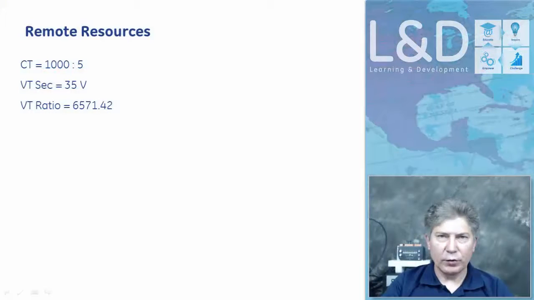So we'll go into the remote resources and we'll configure the communication between the brick and the UR. We'll set up the remote resources for a CT ratio of 1000 to 5. The VT secondary with 35 volts. The VT ratio will be 6571.42.